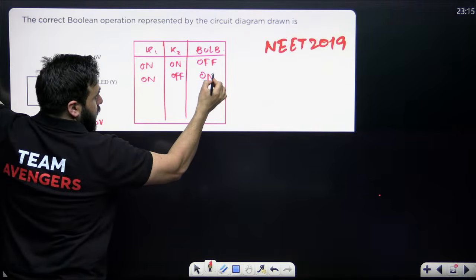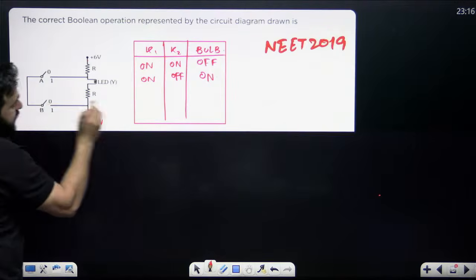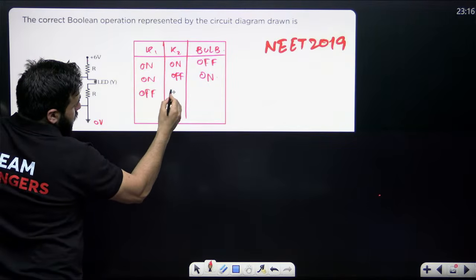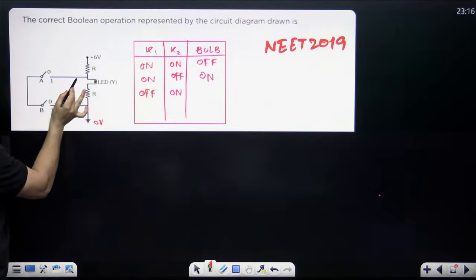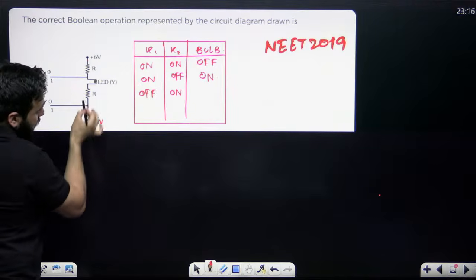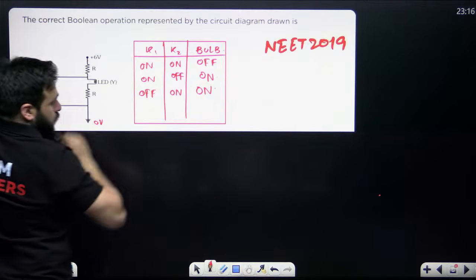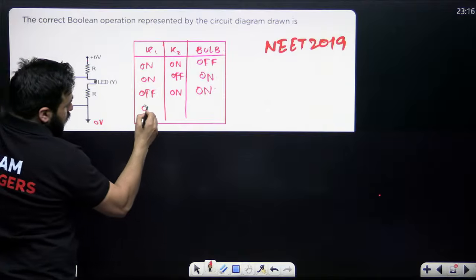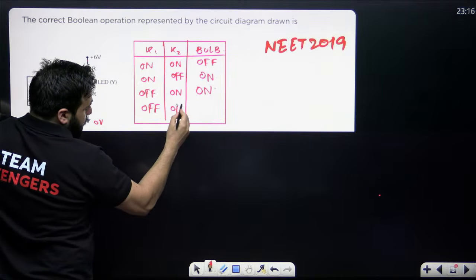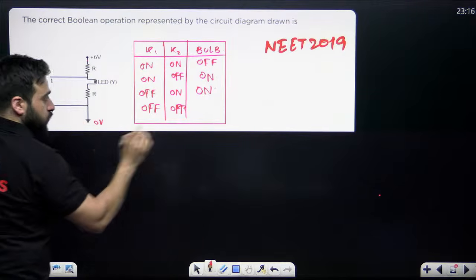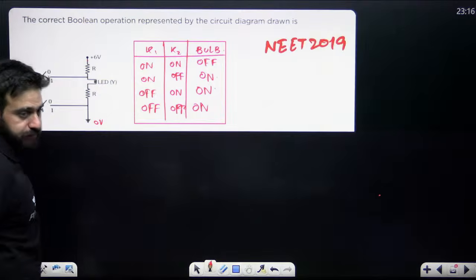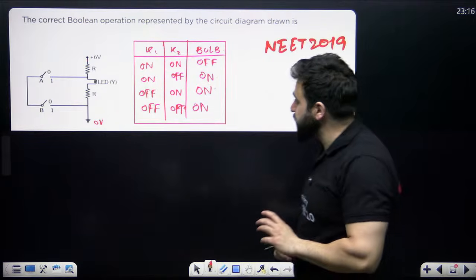So this remains on. Now, if this is off, this is on, still current cannot flow through this path. The bulb will remain on. Current has to flow through the bulb. If this is off, this is off, both are off. In that case, current has to flow through this LED. Now tell me, how do you solve this question?